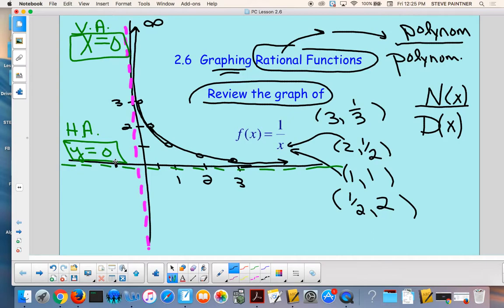It's a reflection over the origin. Good. Yeah. 1, 1, negative 1, negative 1. So if I put in negative 1, I get out negative 1. If I put in negative 2, I get out negative 1/2. If I put in negative 1/2, I get out... Yep. There it goes.